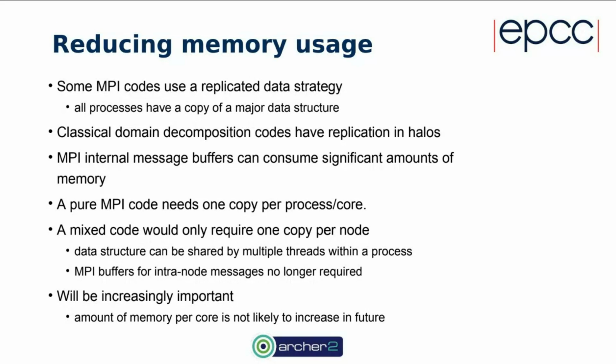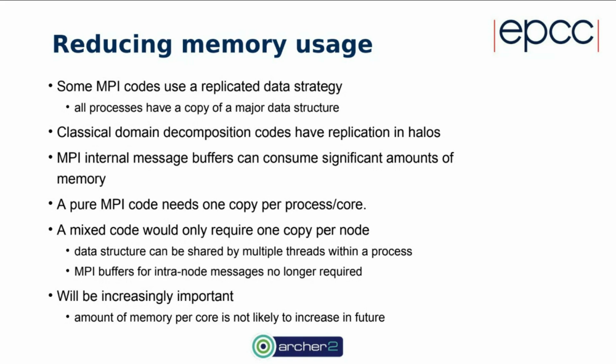So let's look at reducing memory usage to begin with. The most obvious case here is that some MPI codes use some sort of replicated data strategy. What that means is that all the processes have some copy of a major data structure. And even classical domain decomposition codes have a certain amount of replication in the halos.